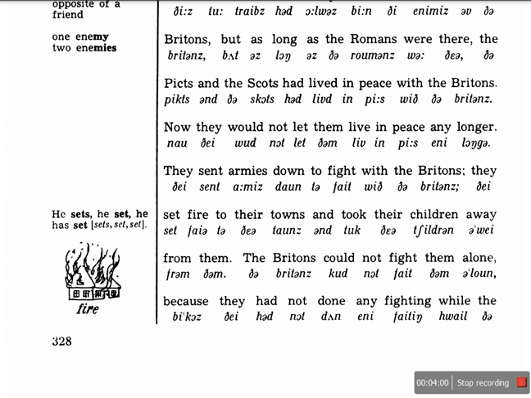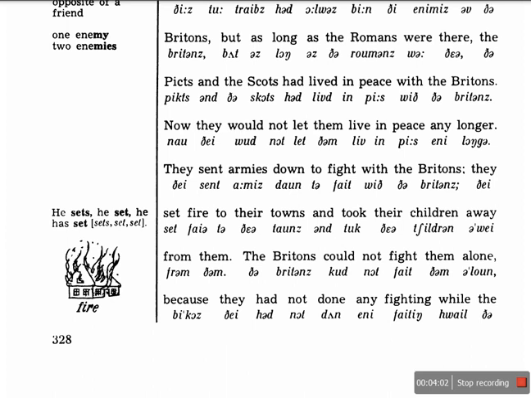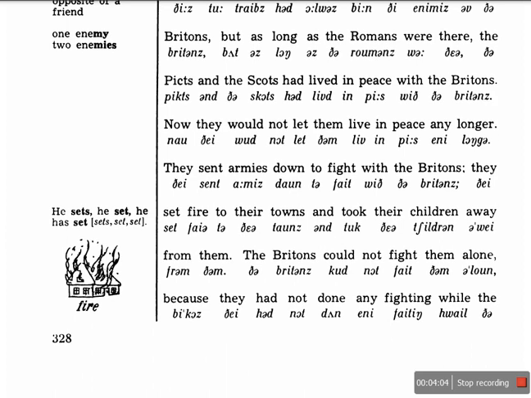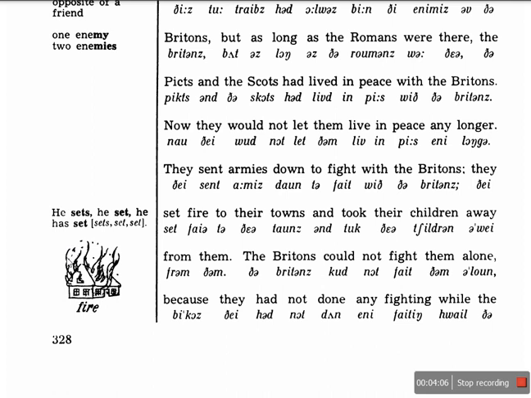They sent armies down to fight with the Britons. They set fire to their towns and took their children away from them. This is a fire.